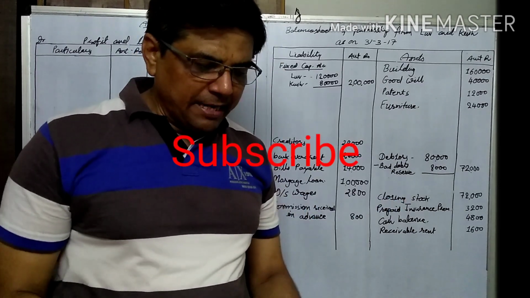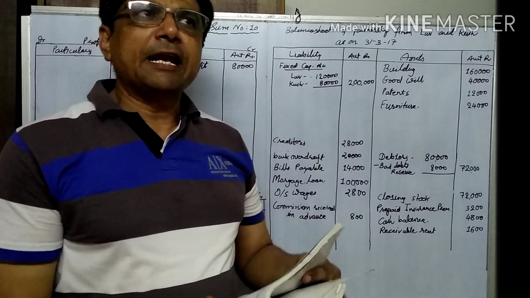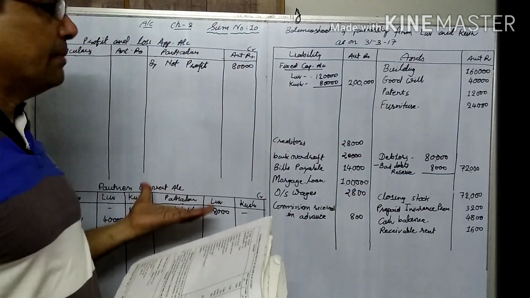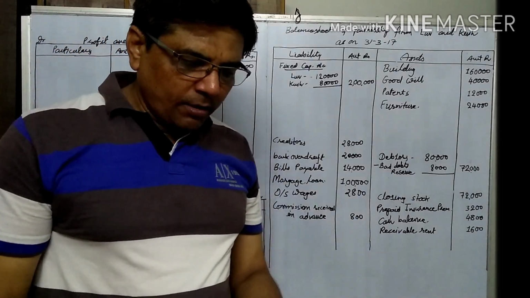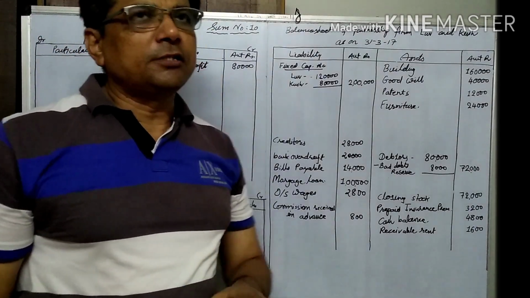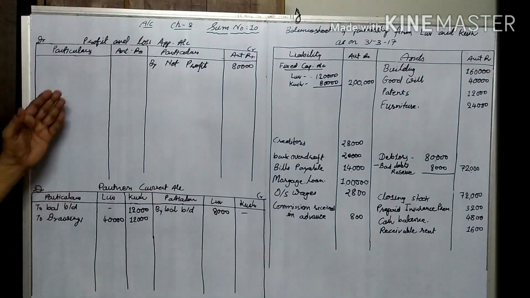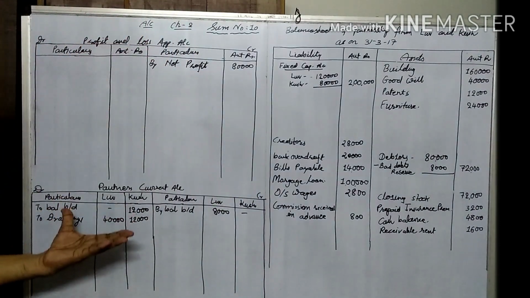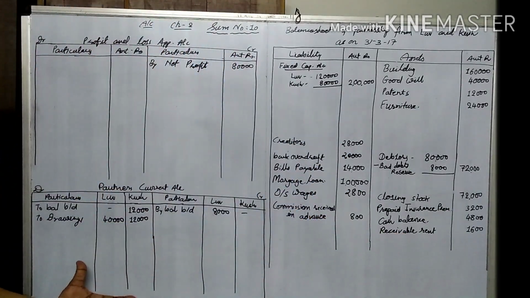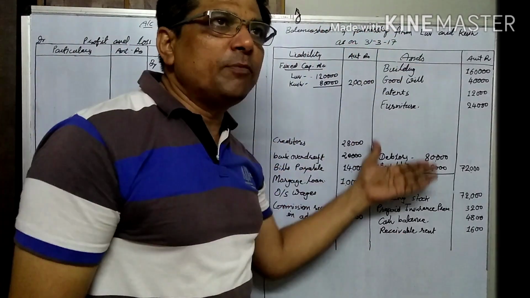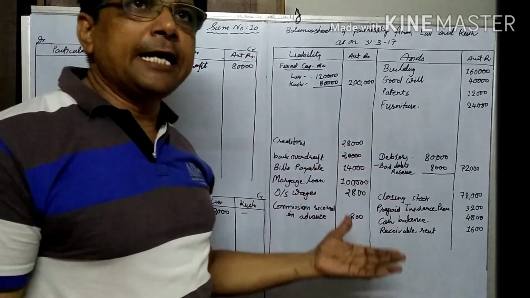Whatever entries are given in the trial balance, we can write in the table. Here they have given the profit and loss in the trial balance. We have to understand that we have to make three tables: profit and loss appropriation account, partners' current account, and balance sheet. I have already made that table and just put the entries of the trial balance. So let us discuss these entries.